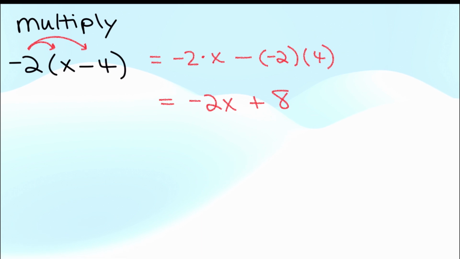first term is going to be a negative 2x. Notice that when we're multiplying, we've got two negatives. We got minus a minus. That's going to turn into a plus. So negative 2 times negative 4 becomes plus 8. And there's my final answer, negative 2x plus 8.